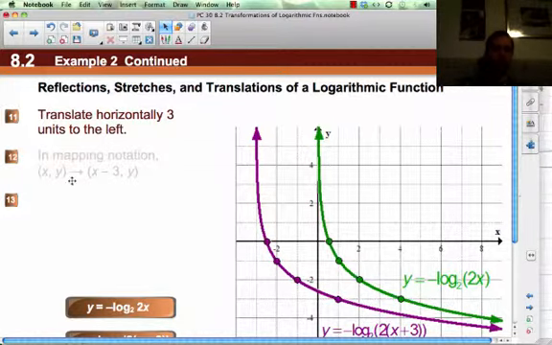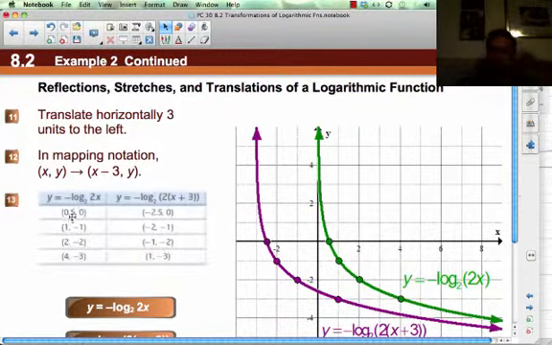In mapping notation, take whatever x value you had, subtract 3 from it. So we had all these x values that we had stretched earlier with the 1/2 factor. Now just shift them all left 3 by subtracting 3. Okay? So there are your values. You can pause it and take a look at it if you want a longer look.